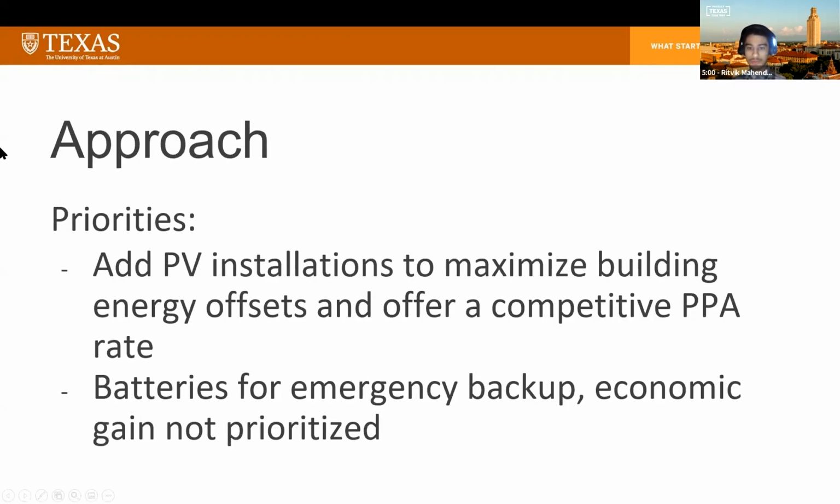As for our approach, we have 2 main approaches. So the first is the approach to the PV installation. The second is the approach to the battery design. As for our PV installation, our main goal was to maximize the energy offsets for the buildings in total and to offer a competitive PPA rate to the university. As for our battery design approach, we wanted to design the batteries not to be for any economic gain, but rather to serve as an emergency backup system to ensure the grid remains resilient during outages.